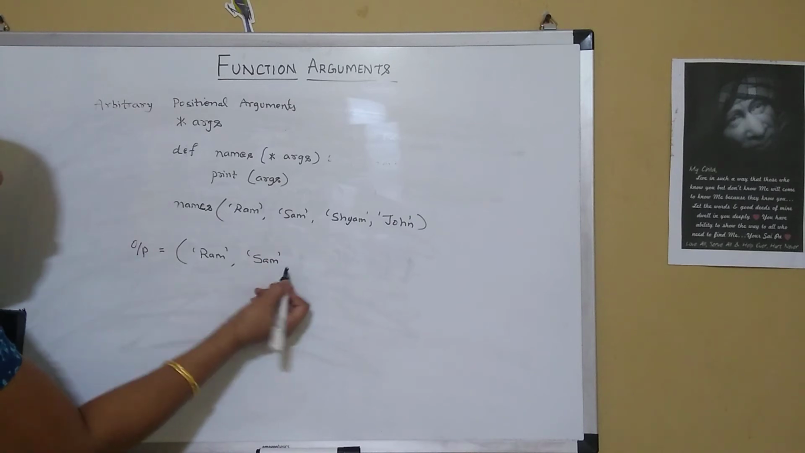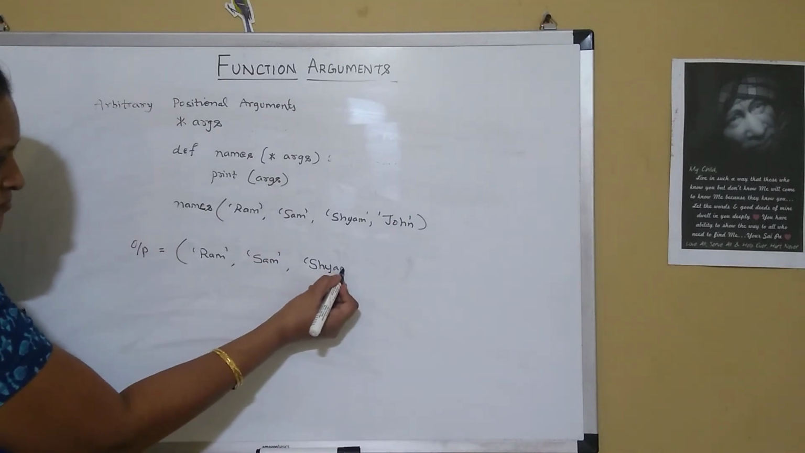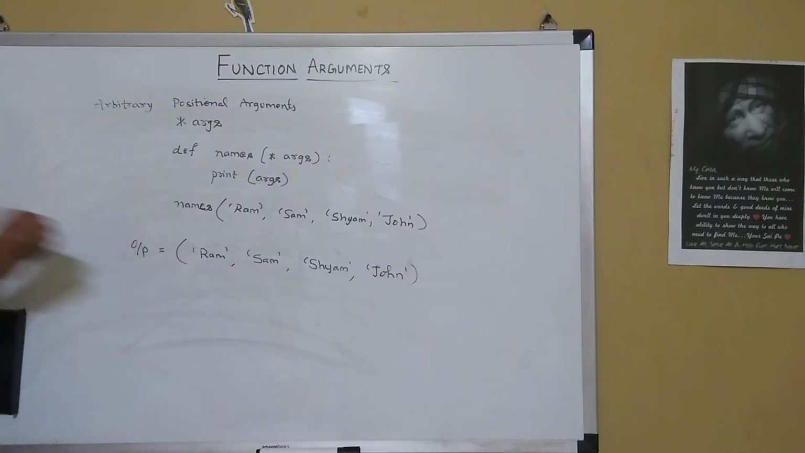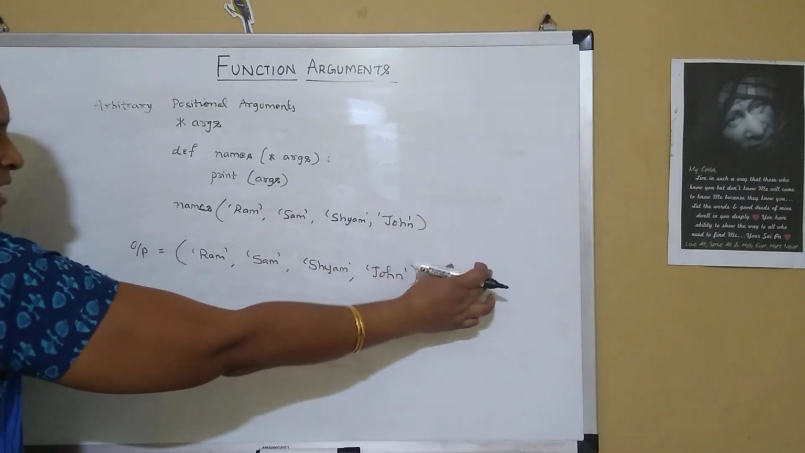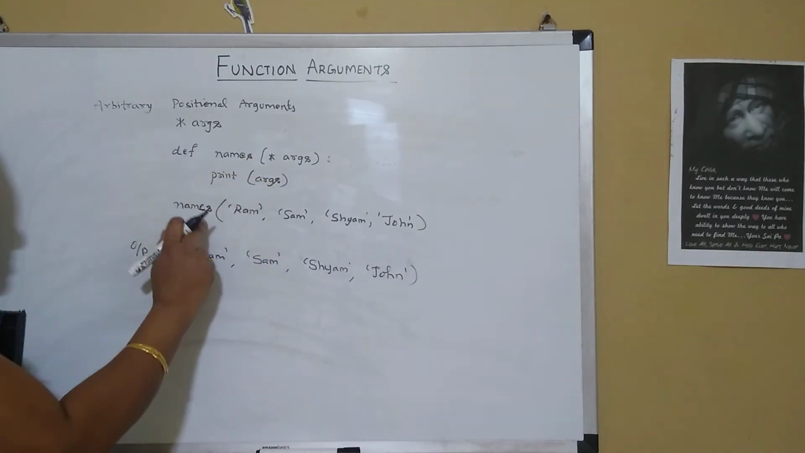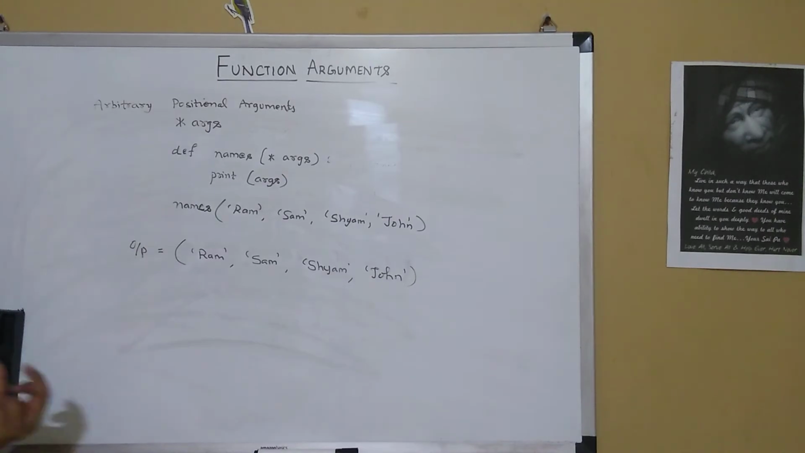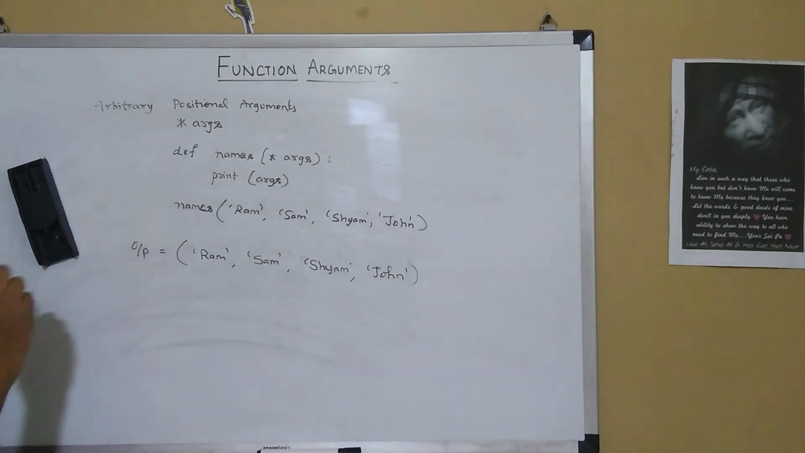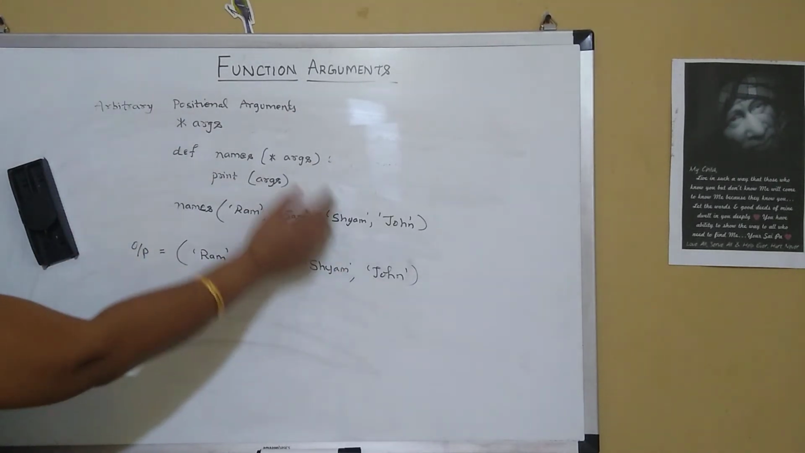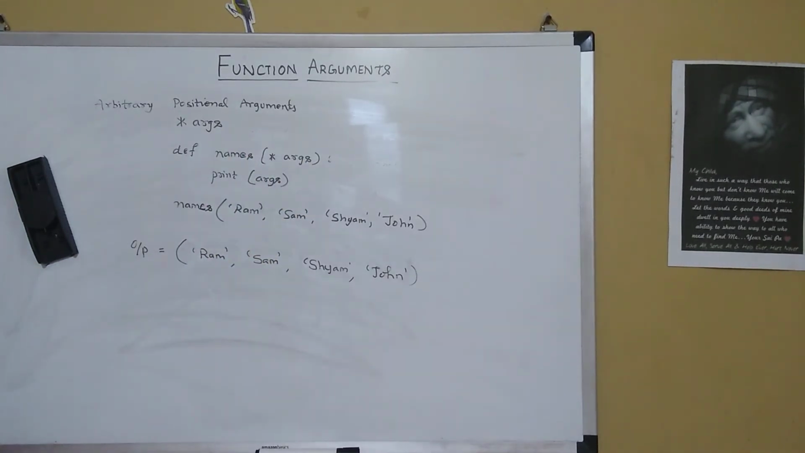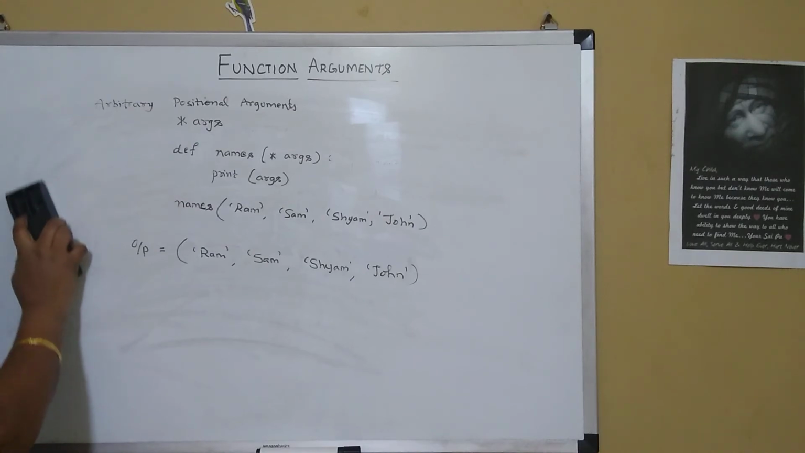Sam, Shyam, and John. So it will print in the tuple format the arguments which we are passing to ARGS. If we want to print Ram, Sam, Shyam, John, then we have to go in for a for loop. For i in ARGS, print i, then we get it in individual lines. So this is how the arbitrary positional arguments work. When the user doesn't know how many arguments are being passed, in the function definition, he can have one argument prefixed with a star, so that it will take n number of arguments.